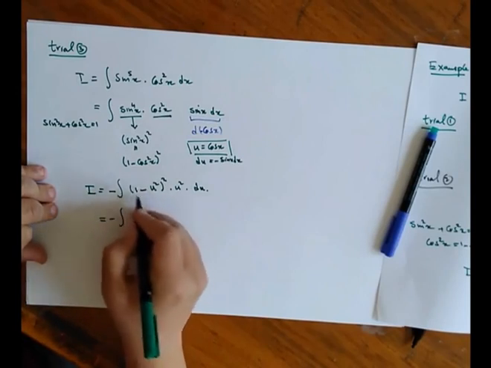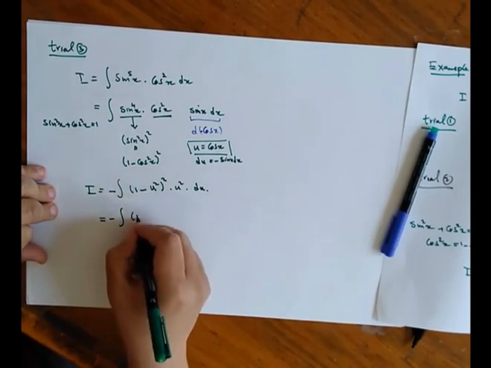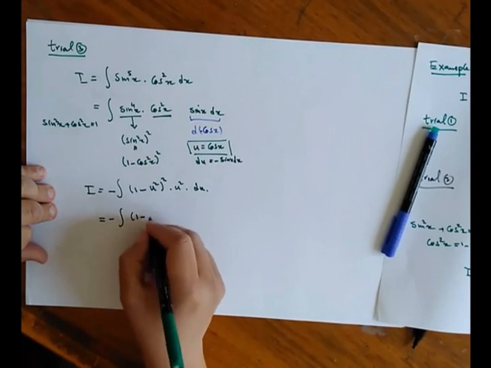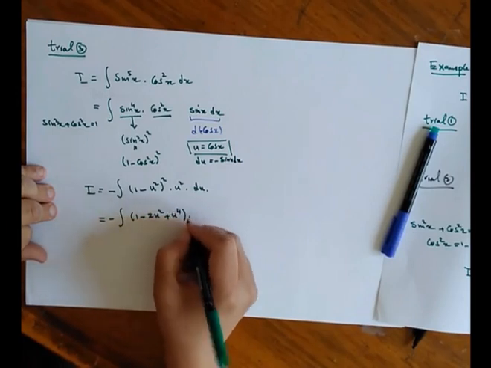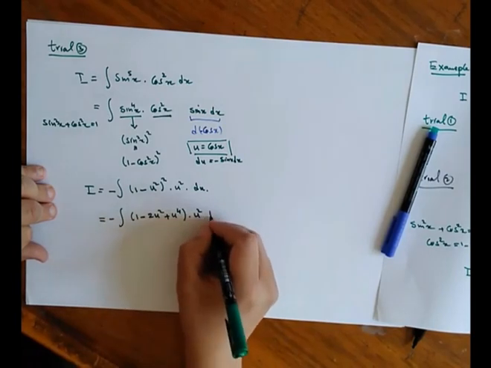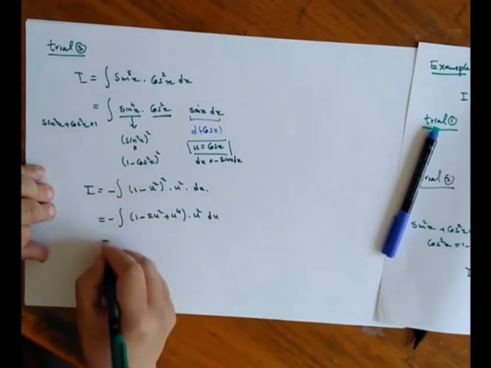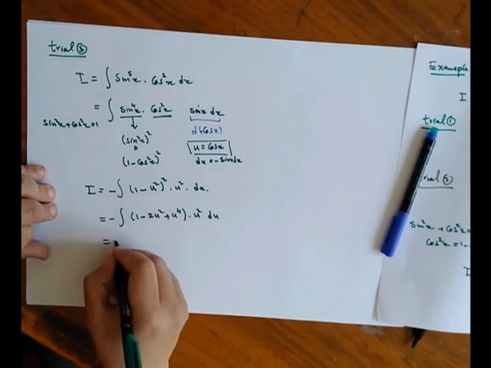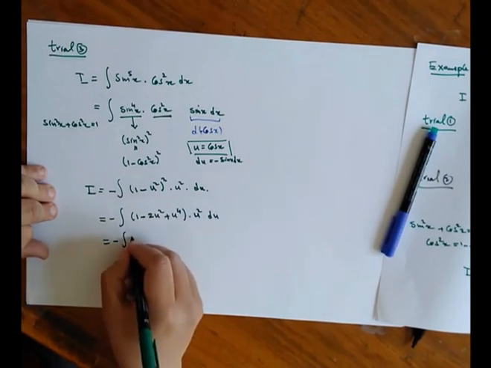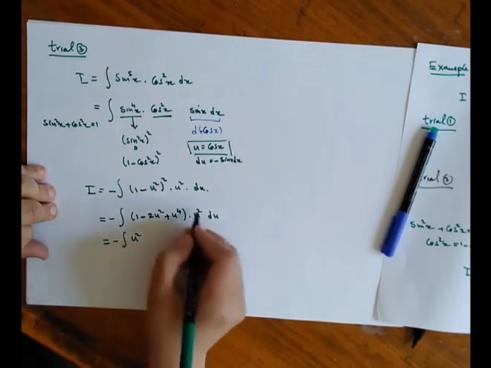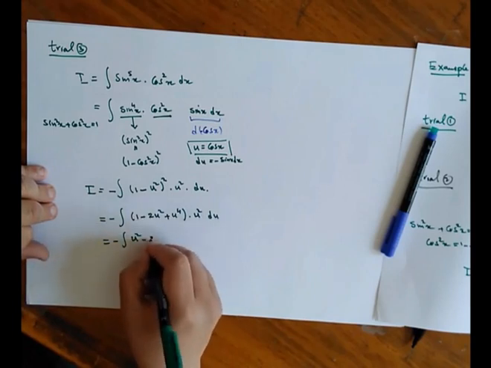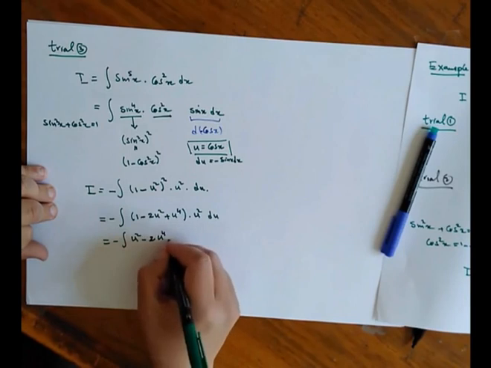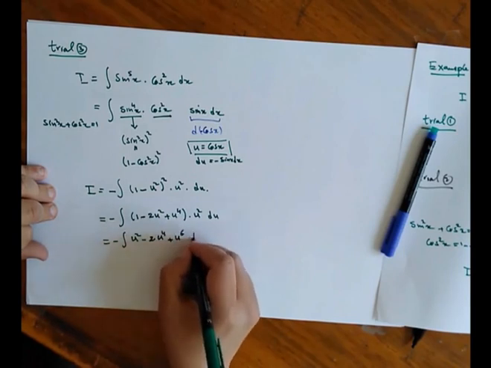So first we're going to expand this, so you will have (1 - 2u^2 + u^4) times u^2, and then you're going to distribute this u^2 here. So we'll have u^2, because you will multiply u^2 here. So you will have u^2 - 2u^4 + u^6 du.